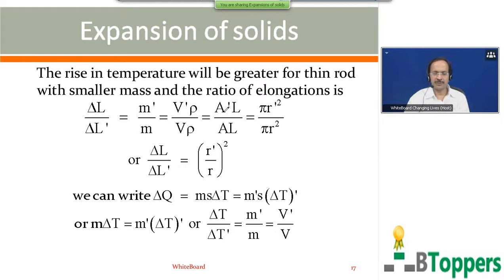So V can be A into L, V dash equal to A dash into L. L is the same for both the rods, I mean the original length. So A equal to pi into small r square, A dash equal to pi into r dash square. So the ratio of the increased length of the first rod to the increased length of the second rod is equal to r dash by r whole square.